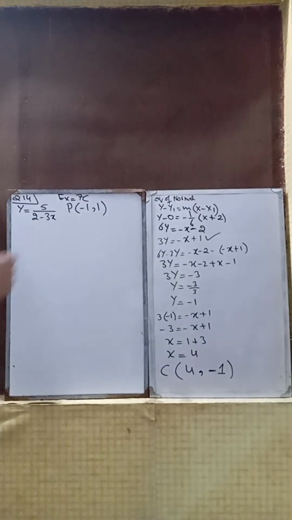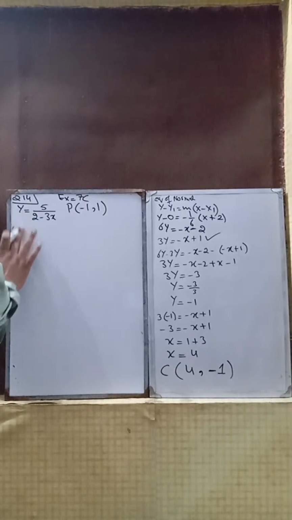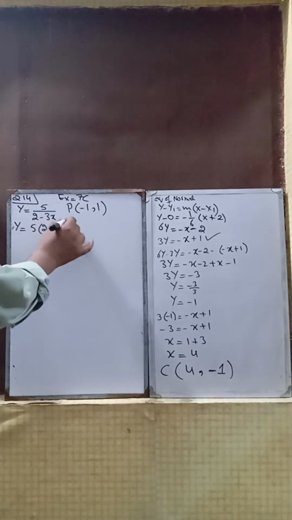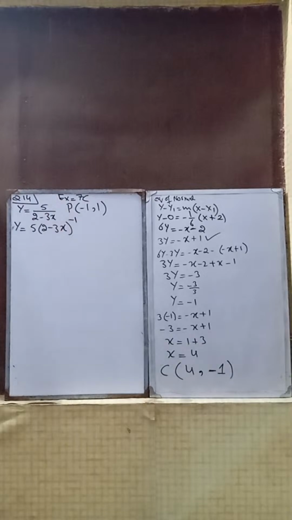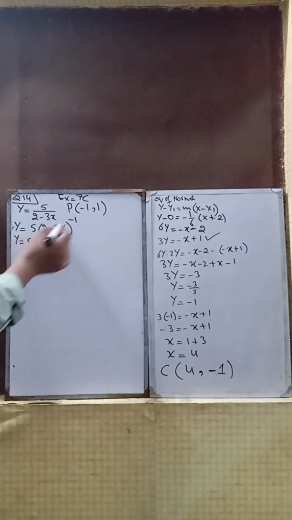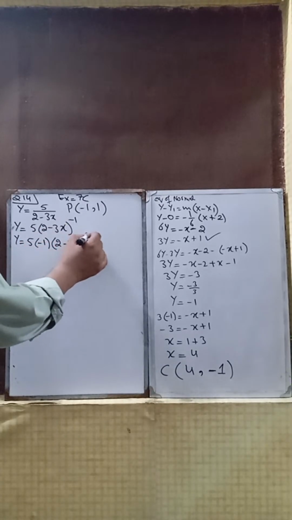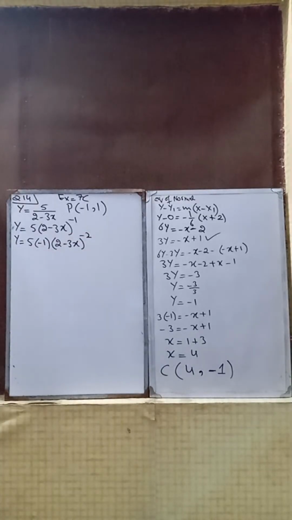You see, first of all, we need to derivate this. We have to find the equation of the tangent first of all. So first of all, I will bring this upstairs. So y will be equal to 5 into 2 minus 3x raised to power minus 1. I brought it upstairs. Now I will derivate it. So y is equals to 5. This power will come on the side, and the power will be decreased by 1. So that's why the power will become minus 2.